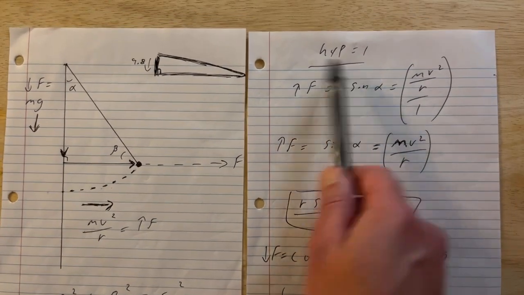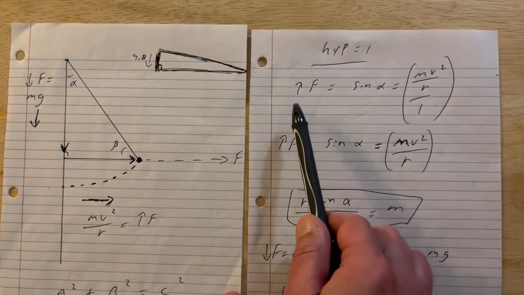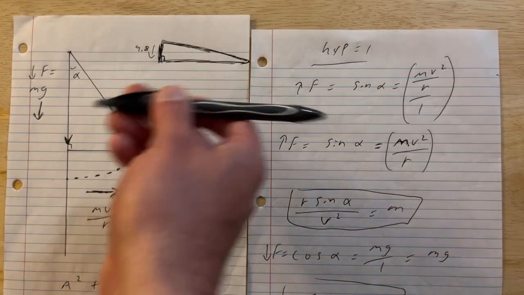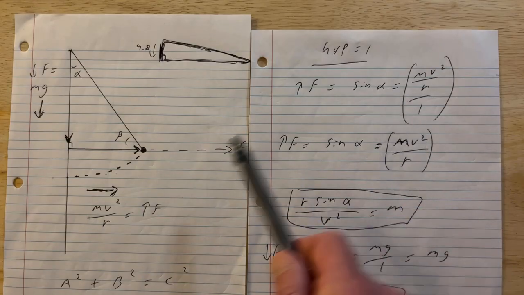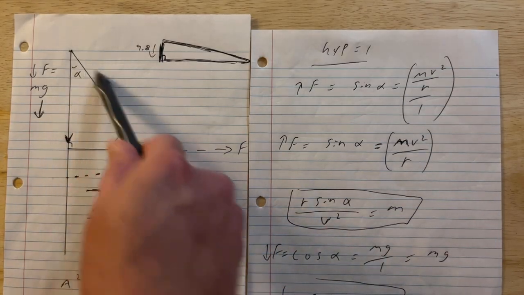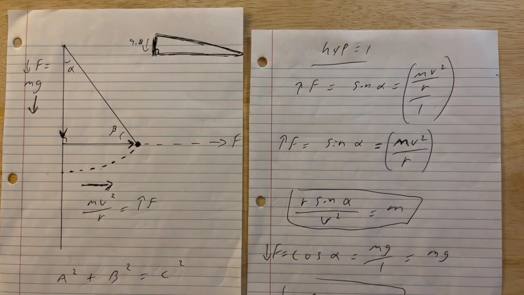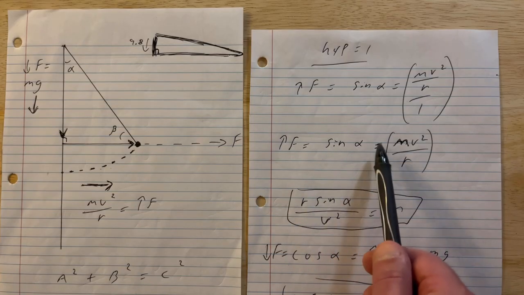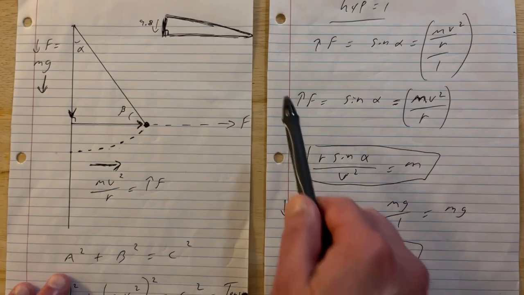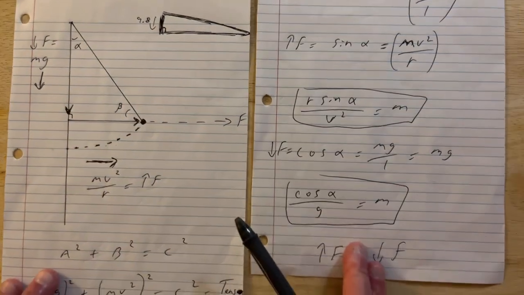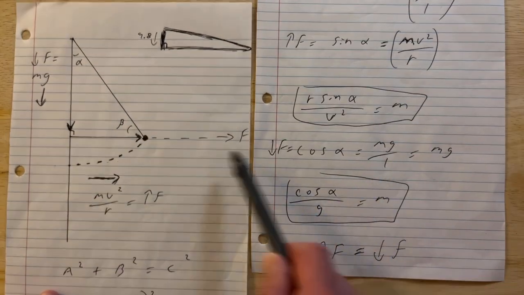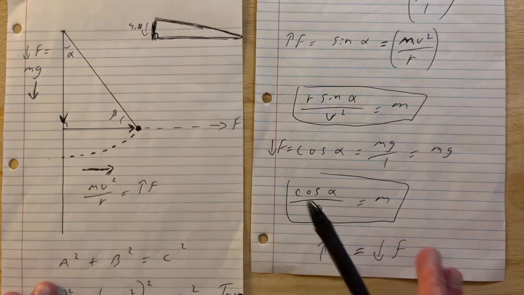So I'll say that the hypotenuse is 1, as if it's a unit circle. The upward force right here, which is also the outward force, that'll be sine of alpha. And so sine of alpha is mv squared over r divided by 1 for the hypotenuse. So that just means sine of alpha equals mv squared over r. That is the upward force. We do the same thing with the downward force, which is cosine of alpha. That's mg over 1, which is adjacent over hypotenuse.